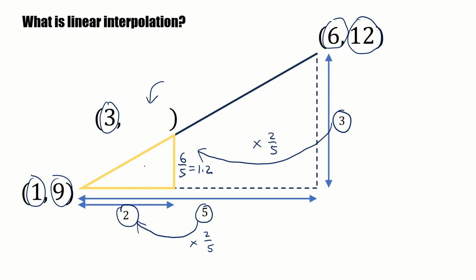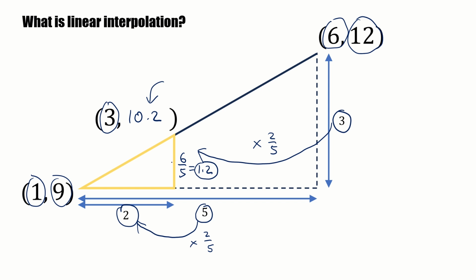So therefore, you're trying to find the y coordinate of this point where x equals 3. Well, the height difference between 1, 9 and our new mystery y coordinate is going to be the height of this similar triangle, 1.2. So the y coordinate of this point is going to be 9 plus 1.2, which is 10.2. And ultimately that is linear interpolation. That's all there is to it.